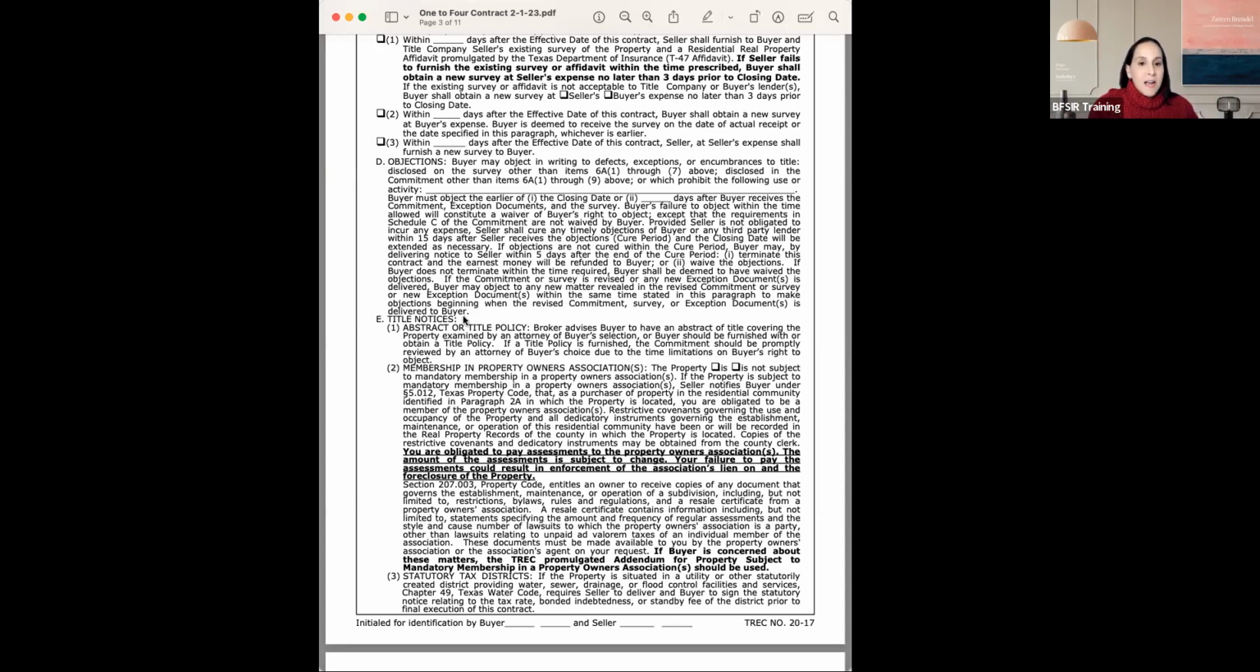But if the buyer says, I was wanting to put a pool in this property and there's a huge pipe easement in the backyard, they can object to that and it gives them the right to terminate. That's probably not something the seller is going to be able to cure.